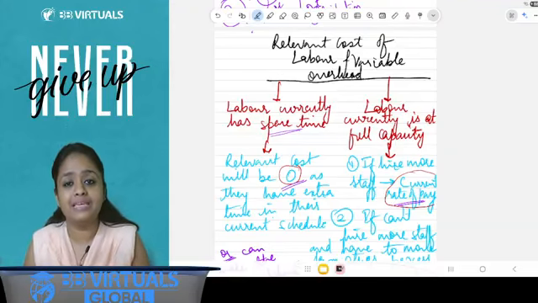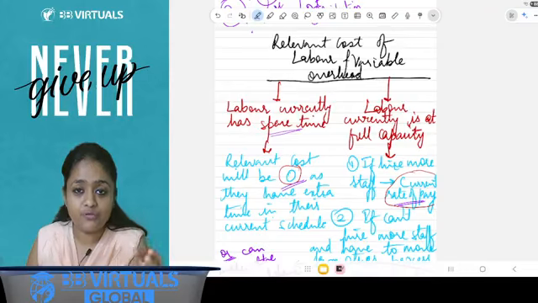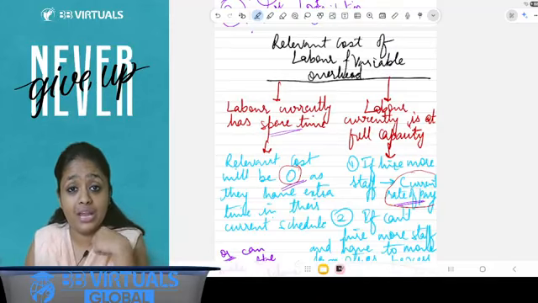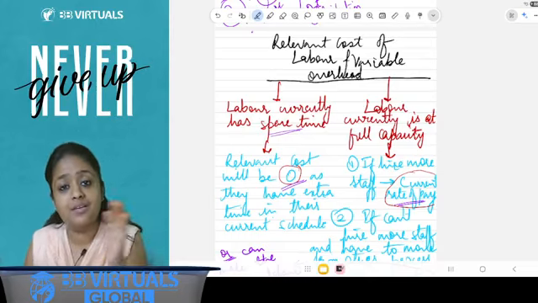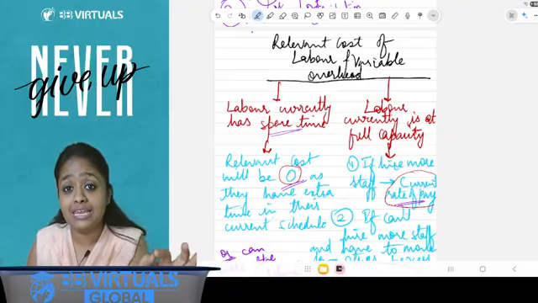I've been employed by the entity for a 9 to 6 job. Now, if I work for 4 hours and my other 4 hours are free, can my entity give me another project? Yes. Will I ask for more salary? No. So at the same salary, I have spare capacity, I'll work for it. So my relevant cost would be nil.